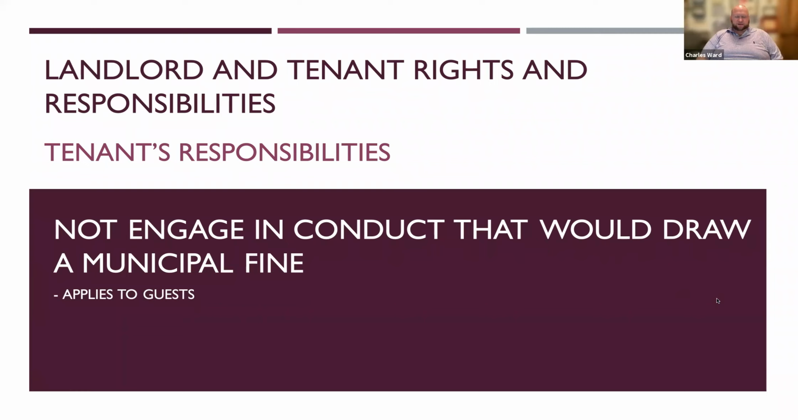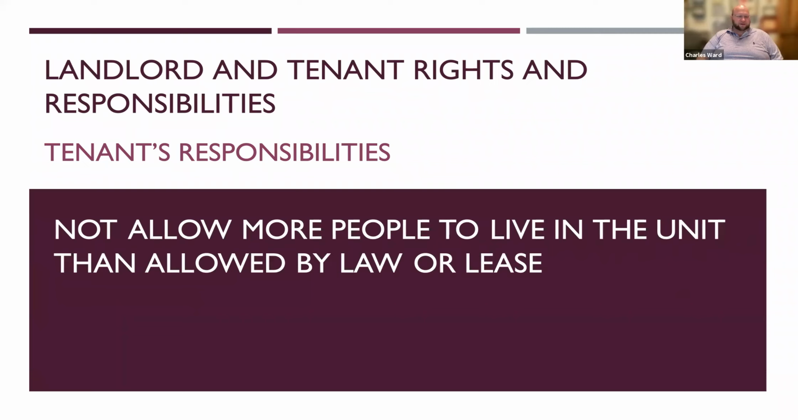Not have more people living in the unit than the law or the lease allows. The lease should specify how many people are living in the unit, and if that's going to change, there should be a written addendum to the lease. Certainly, the law, obviously, building codes and zoning codes and what have you, are going to limit the number of people that are allowed to live in a house as well. So, if for some reason there isn't a written lease, the law would limit the number of people just based on zoning codes and building codes, things like that.